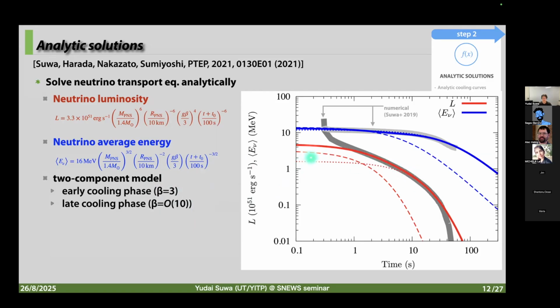Combining this early component consisting of free protons and neutrons and the late phase heavy nuclei, we can reproduce the neutrino luminosity evolution and average energy evolution simultaneously with this simple analytic solution. This is what we found in the second step.